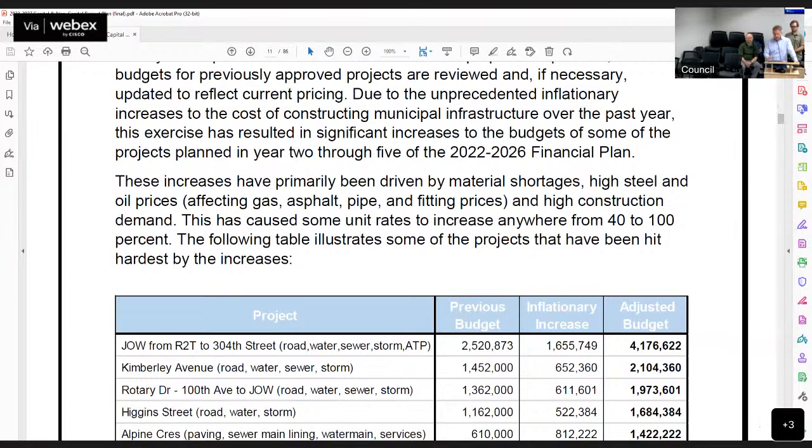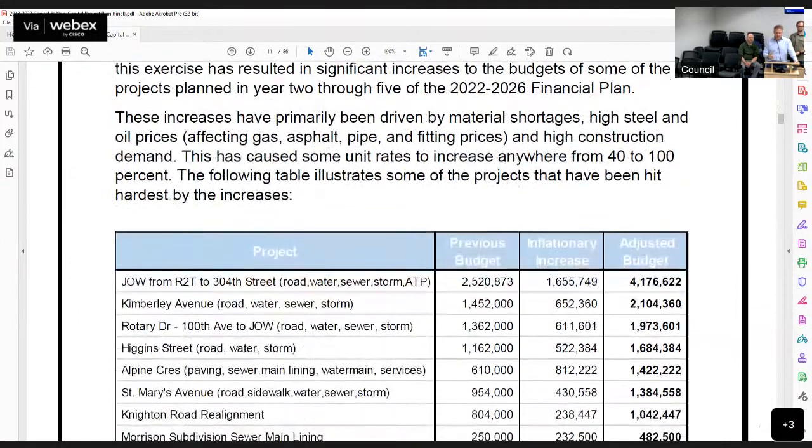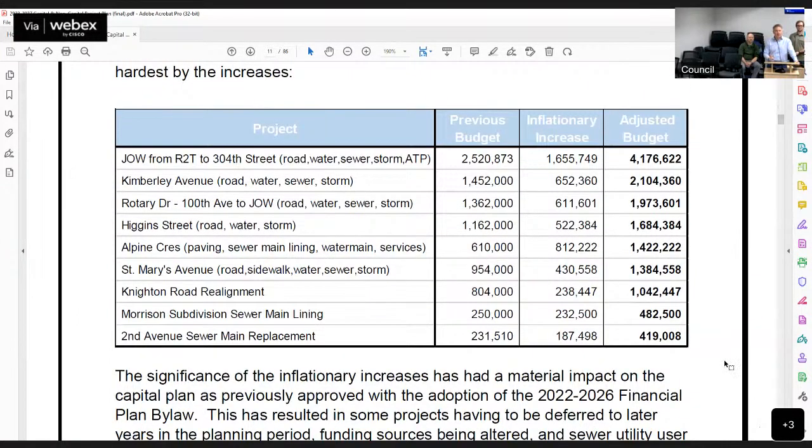You know, on the $9.3 million worth of projects we have listed here, there is an increase of $5.3 million, 57% just to those projects. I think of all the projects that were approved by council in the previous 5-year financial plan that had increases attached to them, I think it came in around $8 million. So yeah, it is a real challenge for sure.